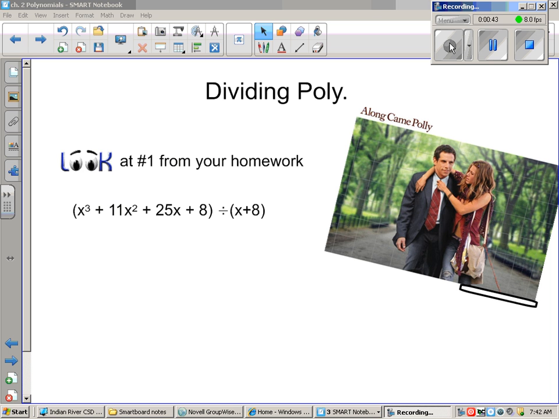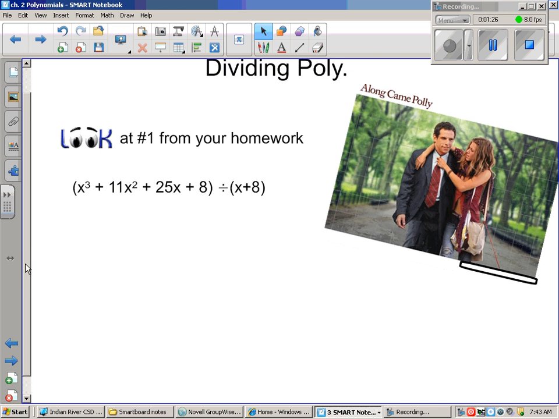So when looking at this particular example that you see right here on the screen, and you look at number 1 in your homework packets, there should be some relationship. In fact, in number 1 on the packet, it said x plus 8 times x squared plus 3x plus 1. And when you multiplied it out, you get x cubed plus 11x squared plus 25x plus 8, as you well know. Well, what if instead I said to you, all right, x cubed plus 11x squared plus 25x plus 8, and I wanted you to factor that, or figure out what the other factor is based on the fact that we know x plus 8 is one of them.